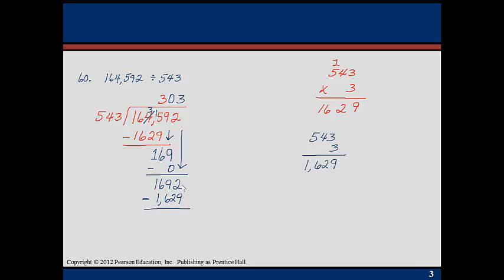And subtract. We'll have to borrow, so the 9 will become an 8, and the 2 is now 12. 12 minus 9 is 3, and then 8 minus 2 is 6. So our answer is 303 with a remainder of 63.